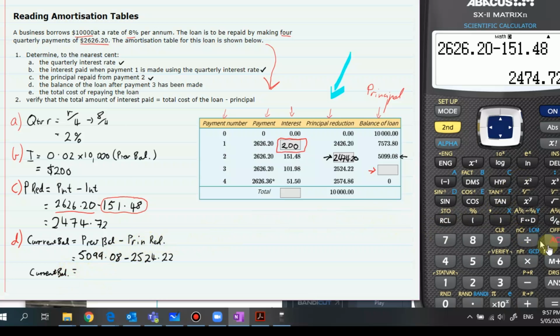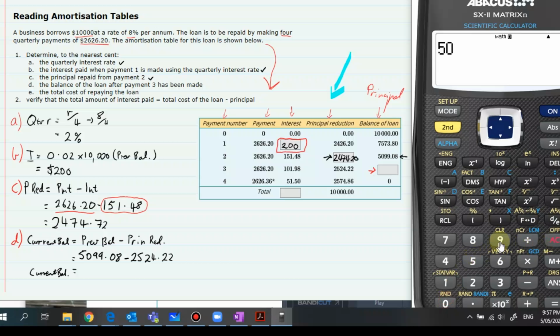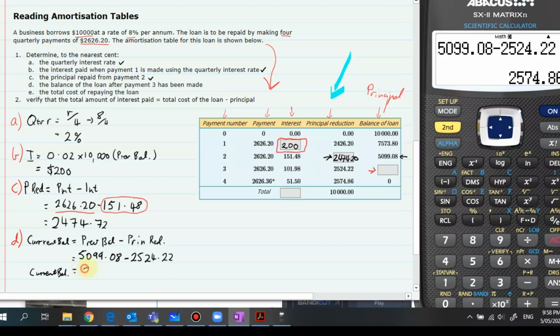Head over to our calculator, clear that off. 5099.08, take away 2524.22. Be better if it was 23, wouldn't it? 25, 24, 23. Anyway, just a pattern. Our answer, better hit equals, is $2,574.86. So that's part D. The current balance over here is 2,574.86. It's getting a bit hard to squeeze it all in. So part D is done.